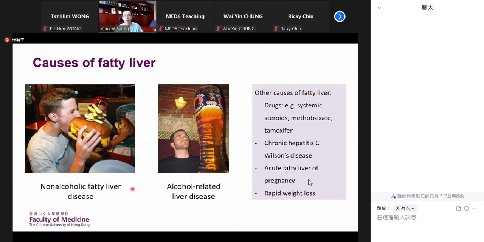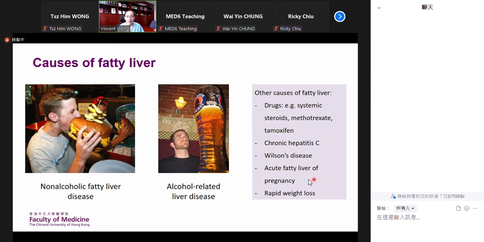Next, I would like to talk about another very important condition called fatty liver. There are two main causes of fatty liver, including non-alcoholic fatty liver disease, which is related to obesity and metabolic disorders. We also have alcohol-related liver disease, obviously due to excessive alcohol consumption. There are also less common causes of fatty liver, including the use of drugs like systemic steroids, methotrexate, and tamoxifen. Now, hepatitis C virus itself can also induce steatosis. Some hereditary diseases like Wilson's disease can also cause hepatic steatosis as well.